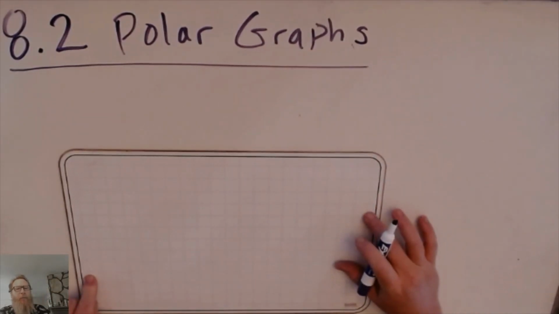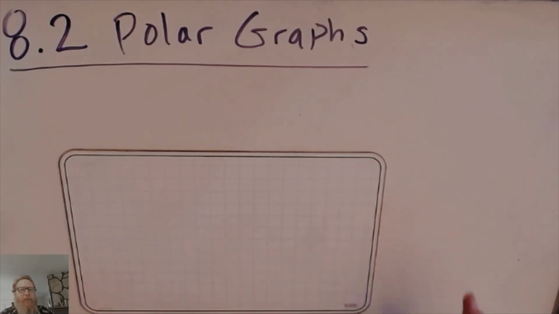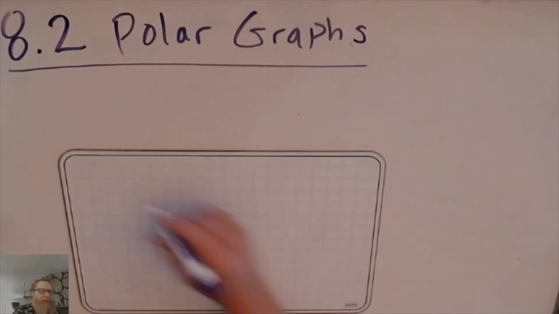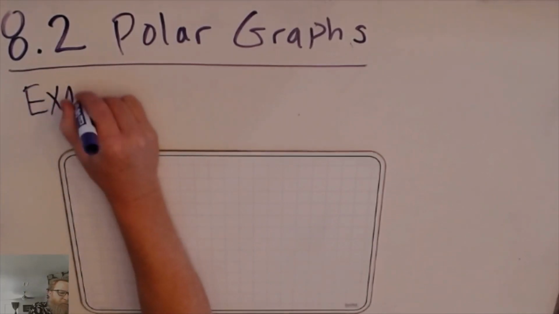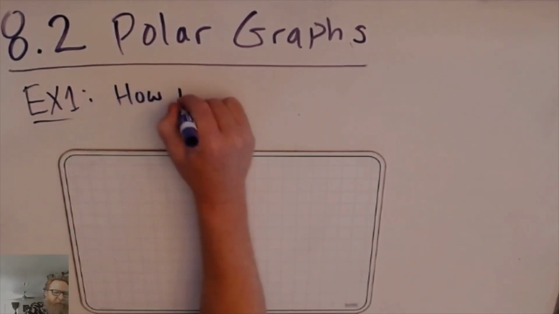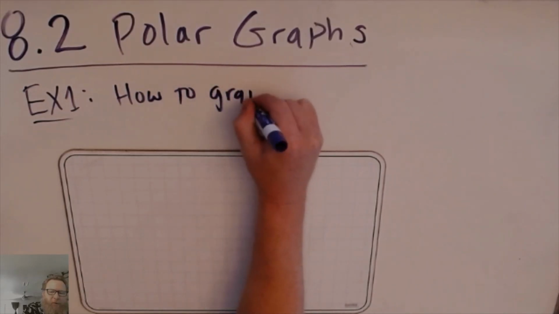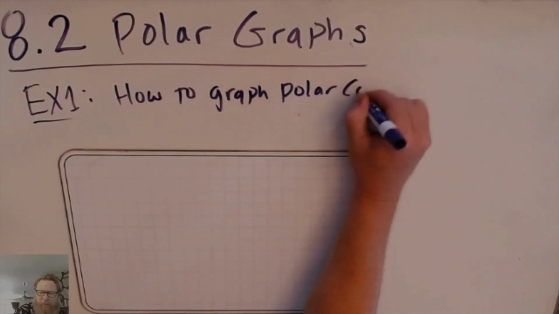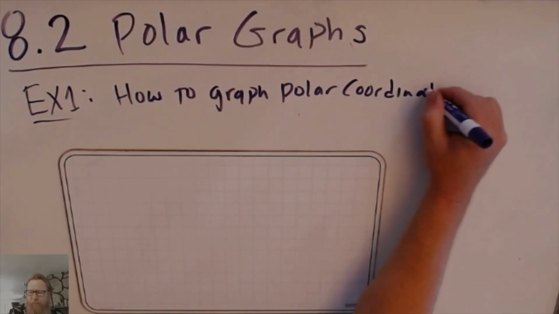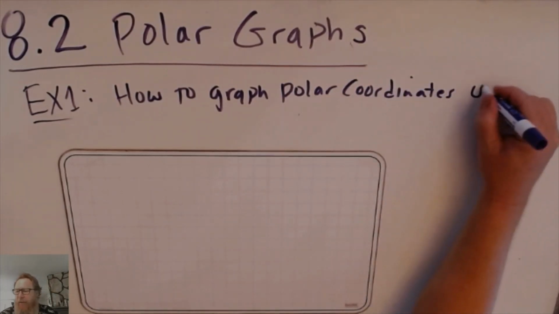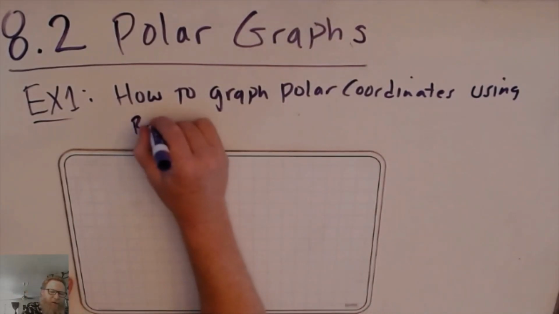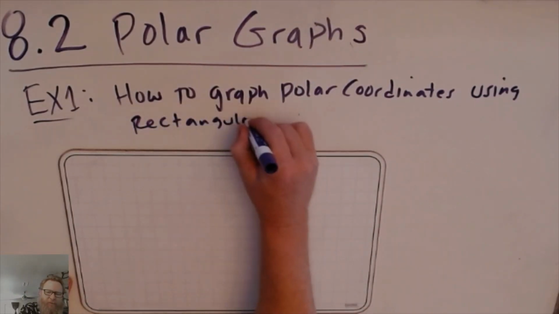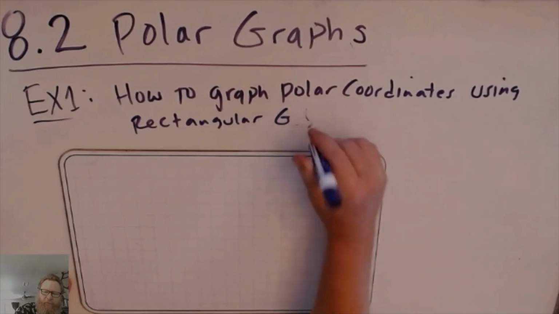Today we're going to do polar graphs. As I was promising yesterday, the continuation of the polar coordinate system. I want to start off with just an ordinary rectangular grid. In my first example, how to graph polar coordinates using rectangular graph paper, referred to as a grid.